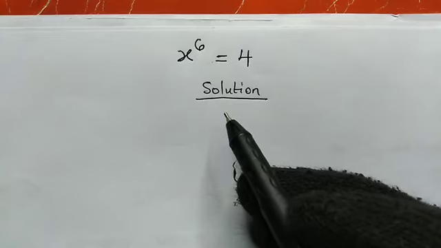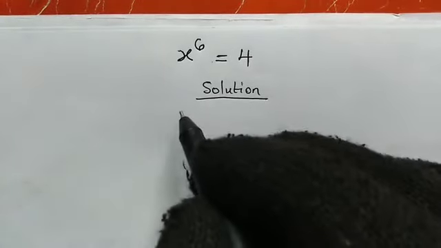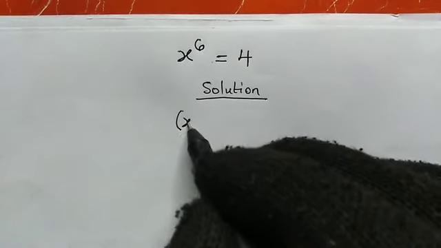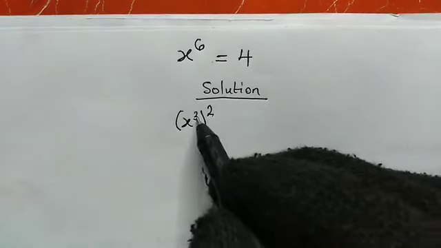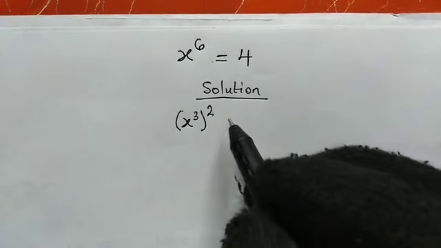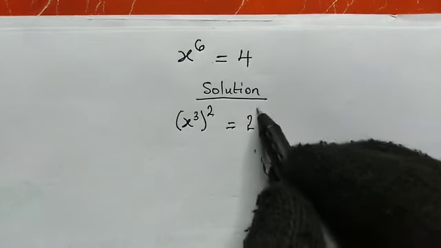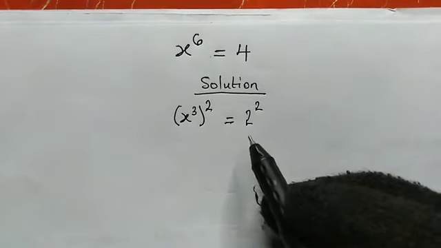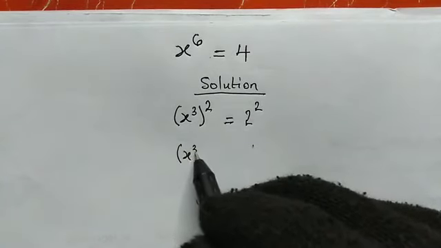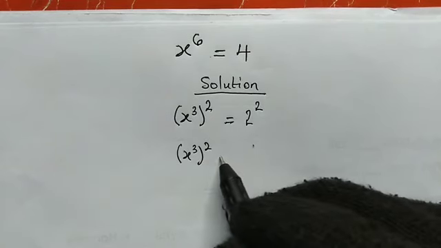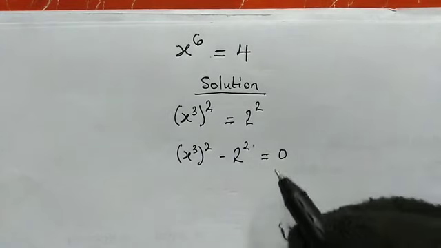Now let's get started. From the left hand side of this equation we have x to the power of 6, of which we're going to write it as x to the power of 3 in bracket, then squared. Why? 3 times 2 is 6. And here we have this is equal to 4, which is the same as 2 to the power of 2. Okay, now let's subtract 2 to the power of 2 from both sides. So we get here x cubed raised to the power of 2 minus 2 to the power of 2, then this is equal to 0.